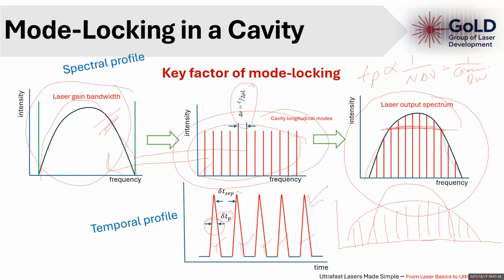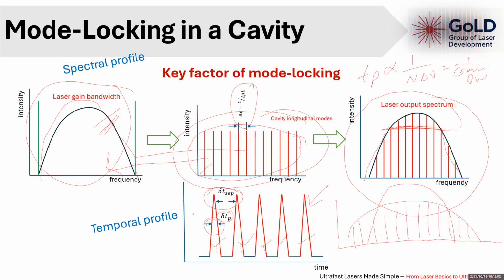And here, this is the separation between the two pulses in the time domain, not in the spatial domain, in the time domain. So what you see here, it's written delta T SEP, separation, okay?